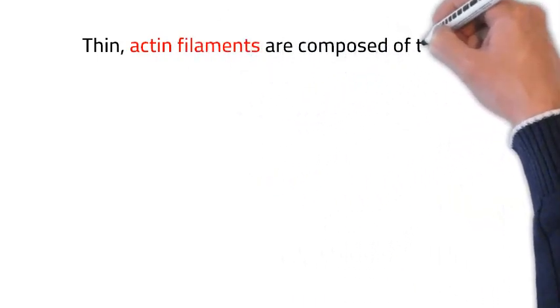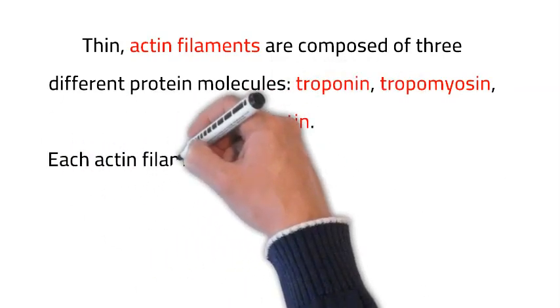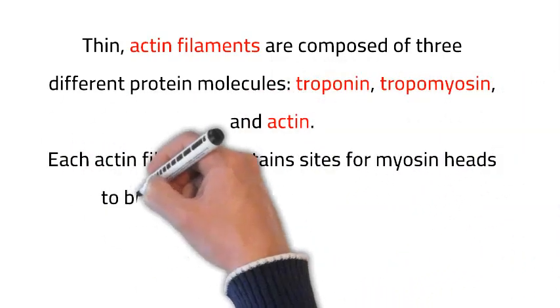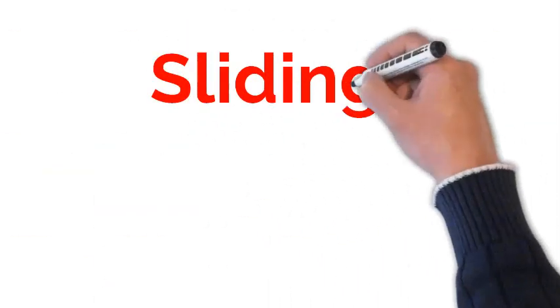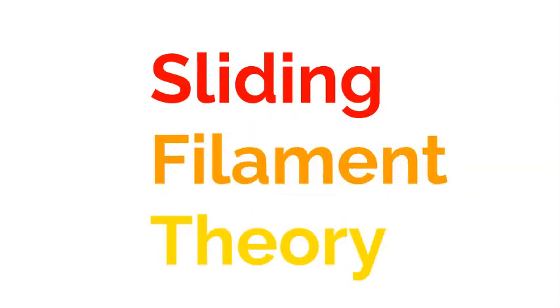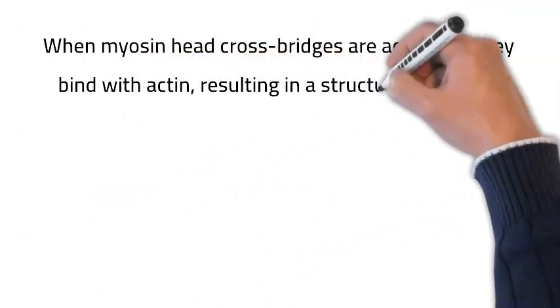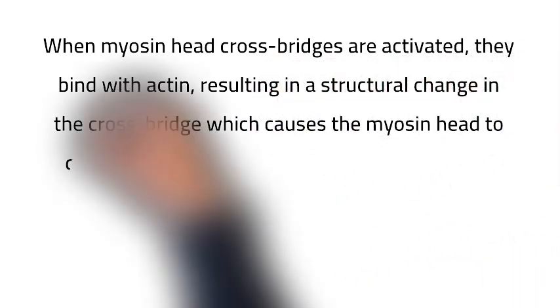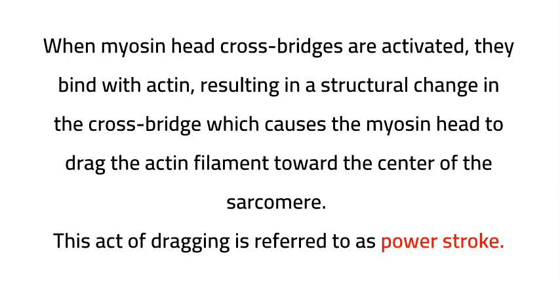Thin actin filaments are composed of three different protein molecules: troponin, tropomyosin, and actin. Each actin filament contains sites for myosin heads to bind to at intersectional cross bridges. Let's dive a little deeper into the sliding filament theory. When myosin head cross bridges are activated, they bind with actin, resulting in a structural change in the cross bridge, which causes the myosin head to drag the actin filament toward the center of the sarcomere. This act of dragging is referred to as power stroke.